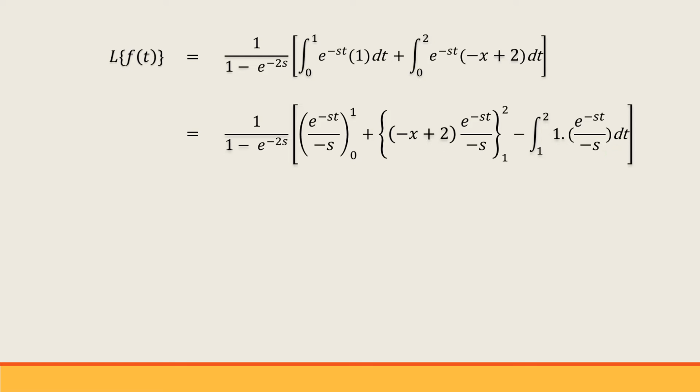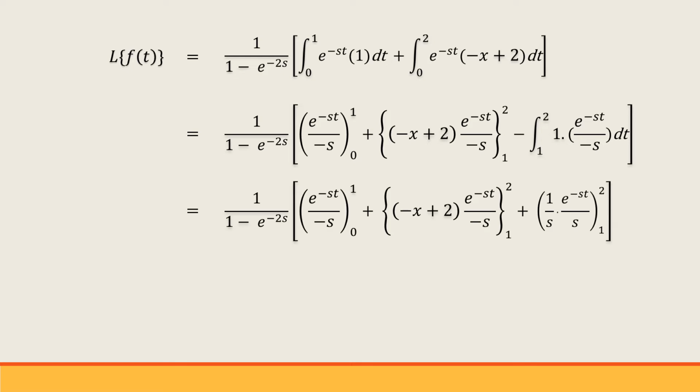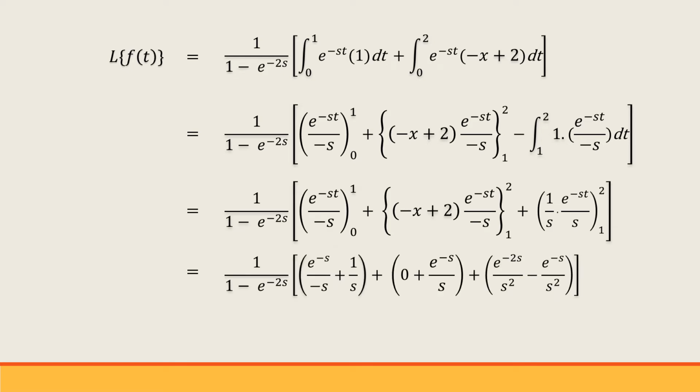And on solving this and by putting the limits, we get the answer as 1 by 1 minus e raised to the power minus 2s into 1 by s minus e raised to the power minus s by s square plus e raised to the power minus 2s by s square.